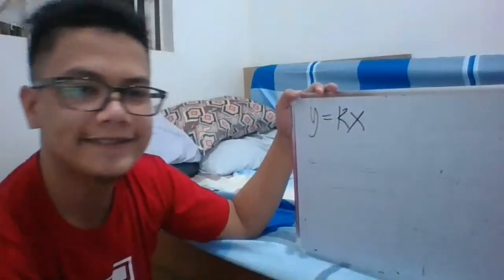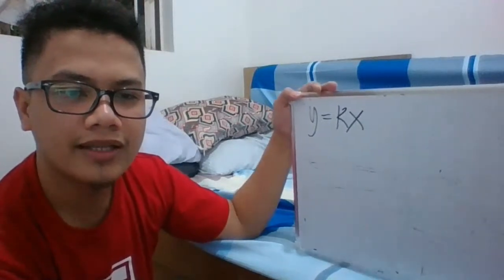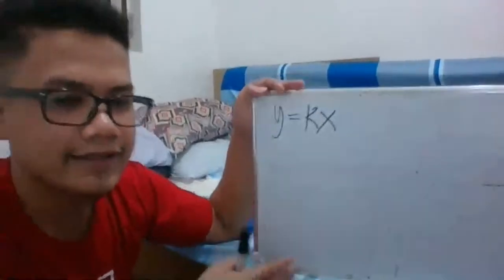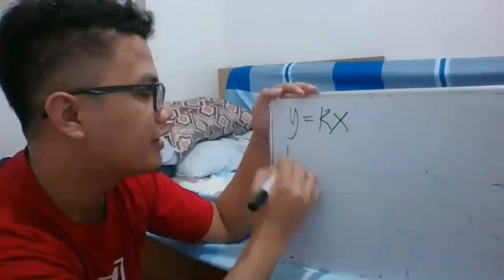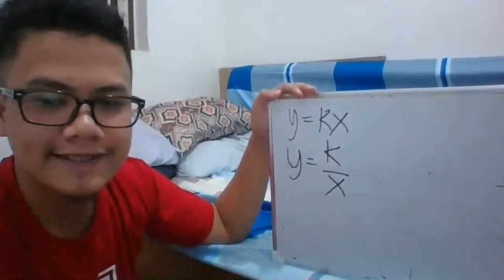Direct variation: y equals kx. Okay? Y equals kx. Next, kapag inverse naman, y equals k over x.